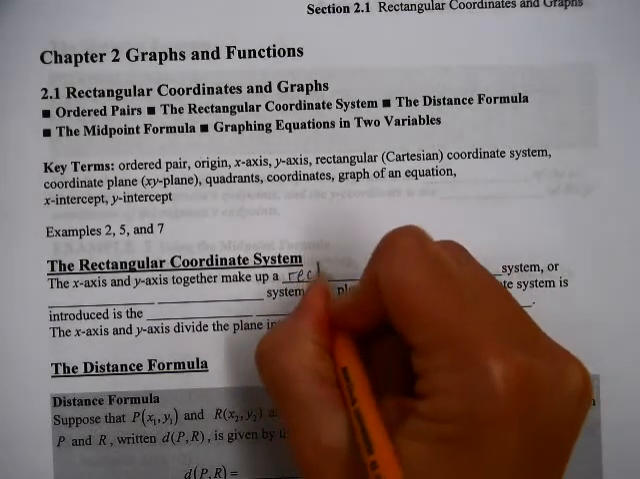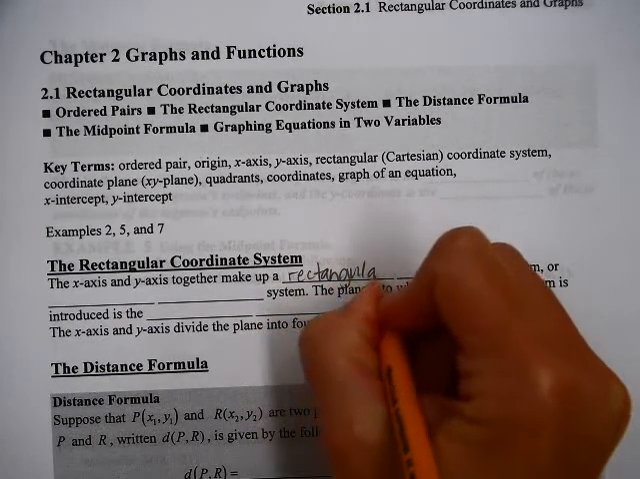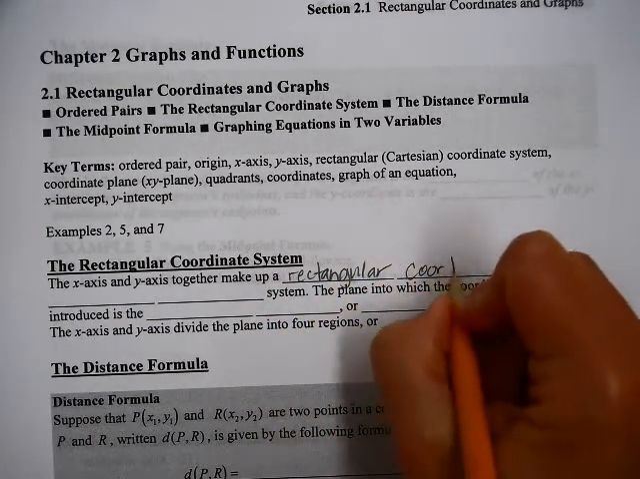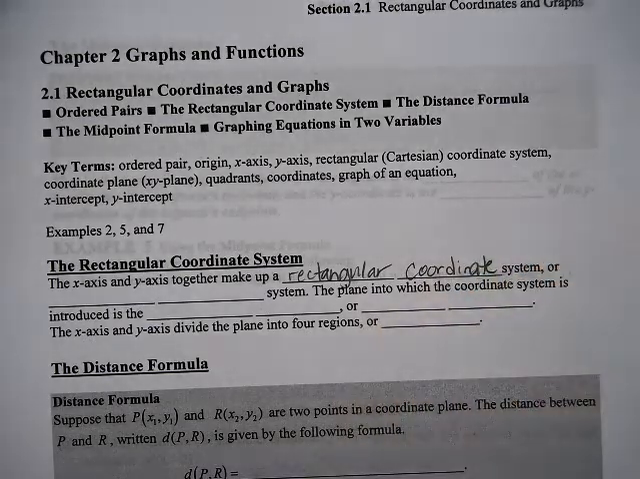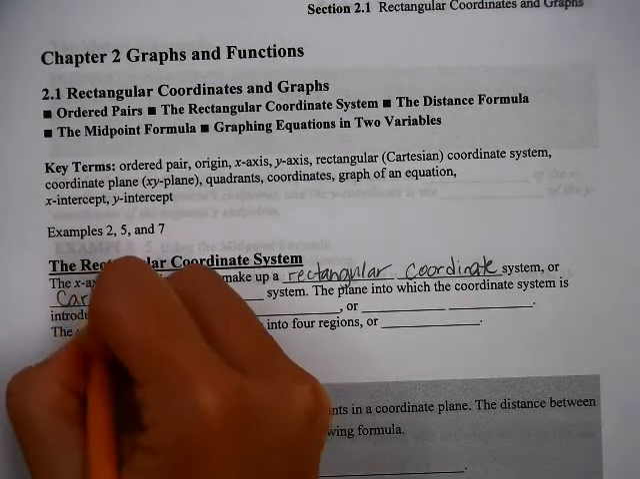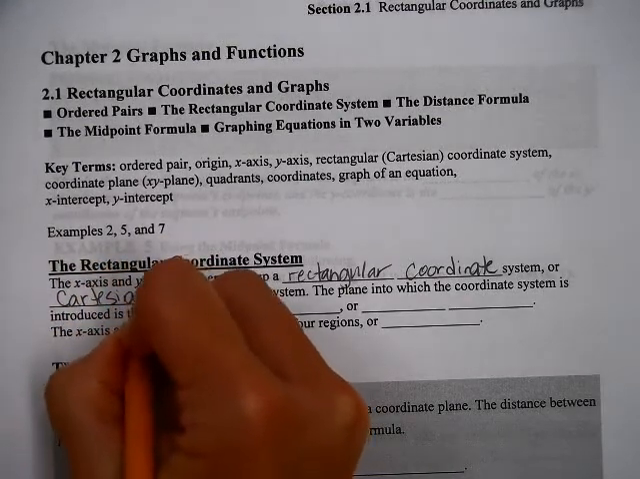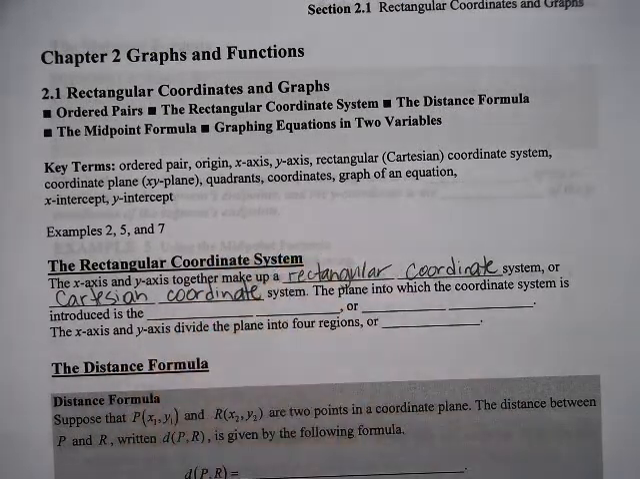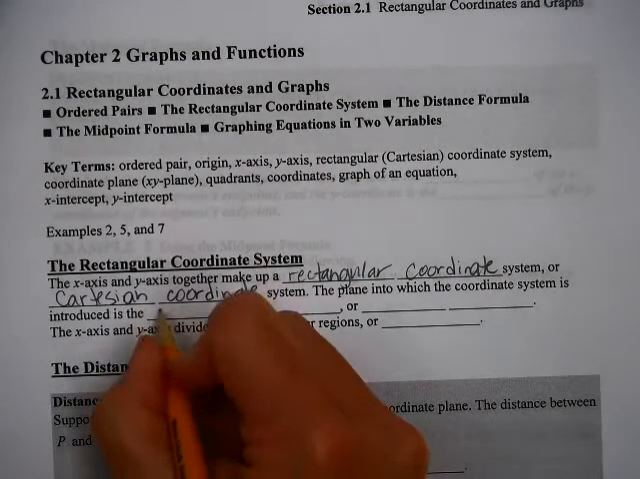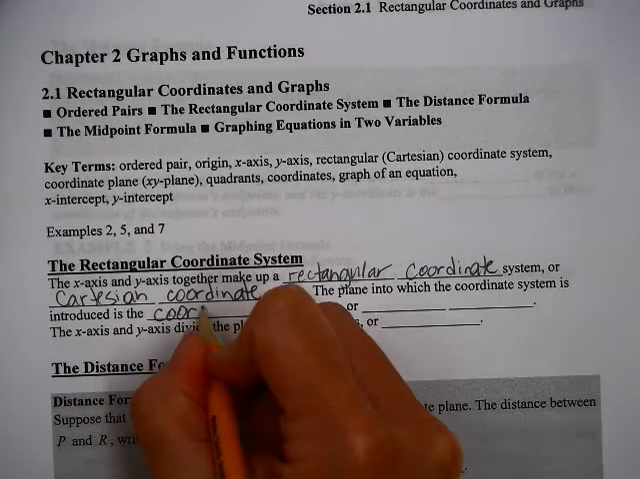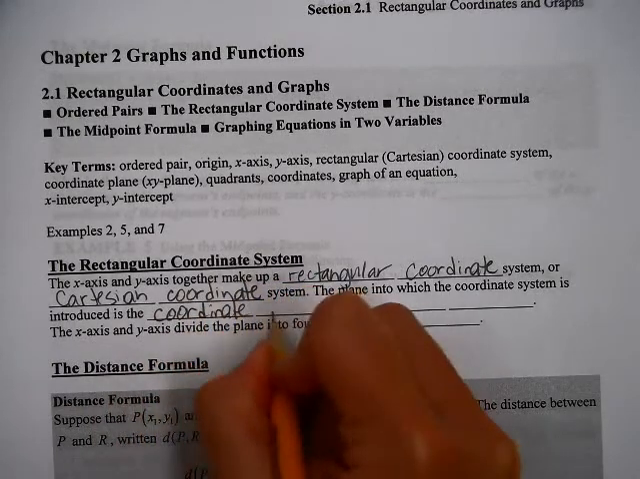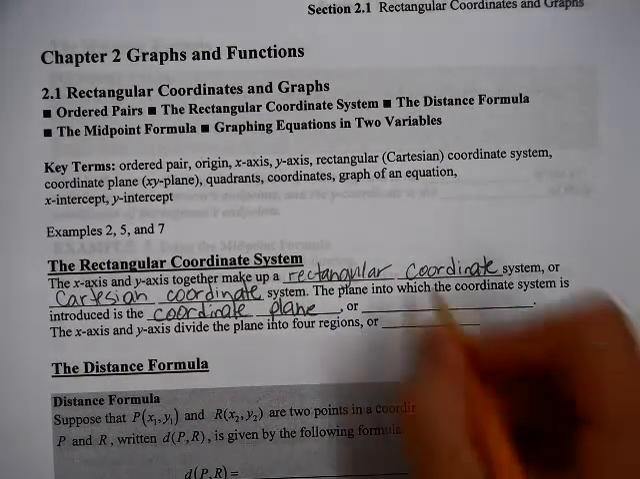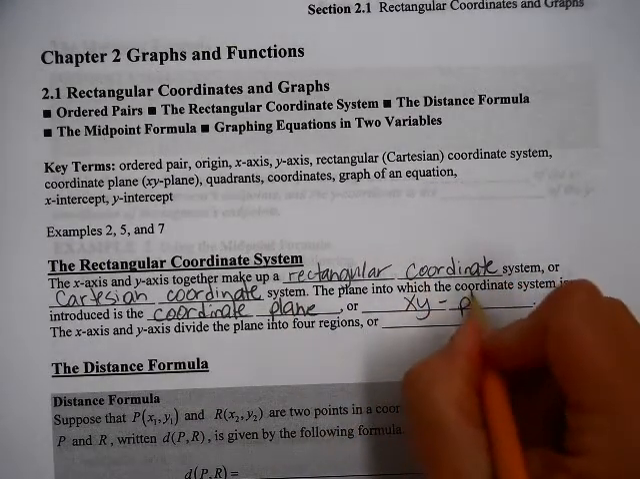So let's fill in these blanks. Rectangular coordinate system. Or another name that we use is Cartesian coordinate system. The plane into which the coordinate system is introduced is the coordinate plane. Or better known as the XY plane.